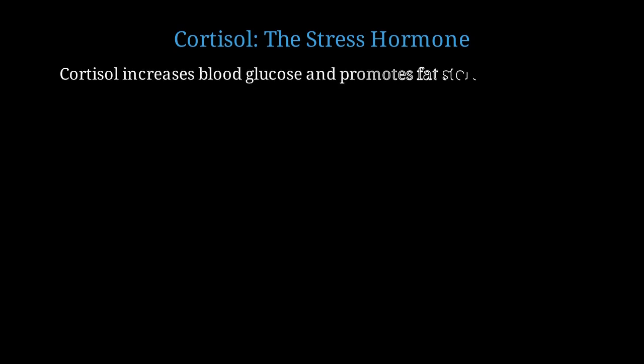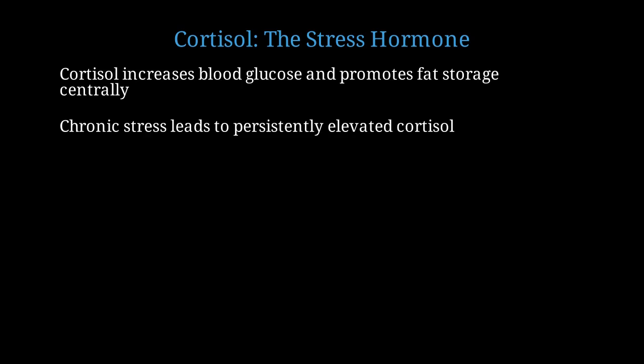Cortisol is produced by the adrenal glands in response to stress. It's part of the hypothalamic pituitary adrenal axis, or HPA axis. Cortisol increases blood glucose levels by promoting gluconeogenesis in the liver. It also promotes fat storage, specifically in the abdominal region, while breaking down muscle tissue in the limbs. Chronic psychological stress, sleep deprivation, or Cushing's syndrome can lead to persistently elevated cortisol levels and this characteristic body shape.